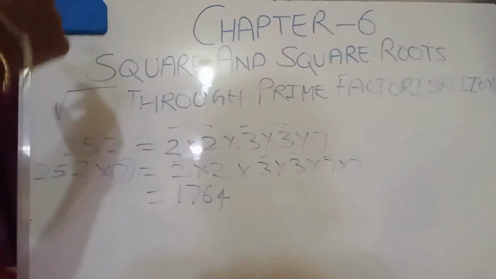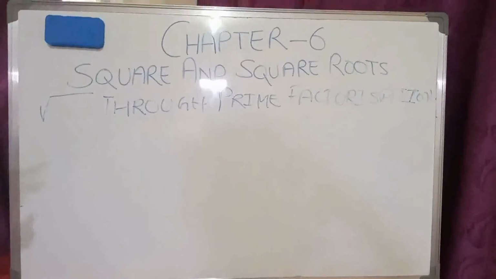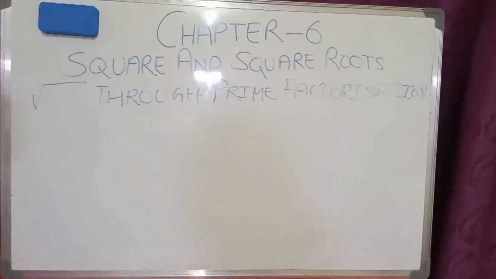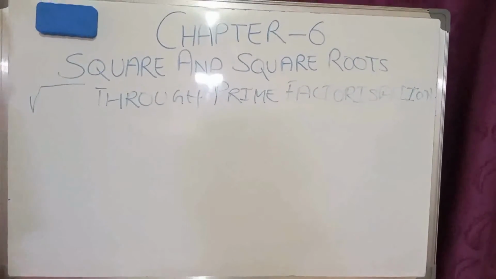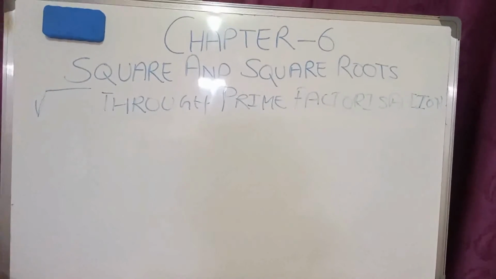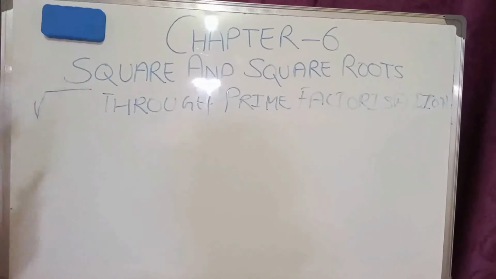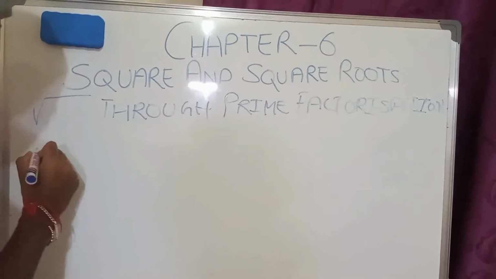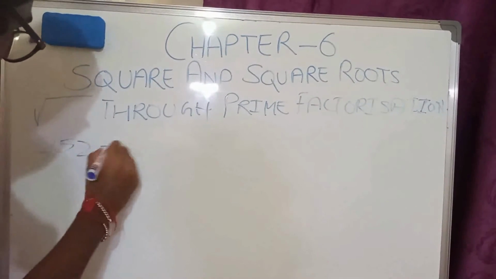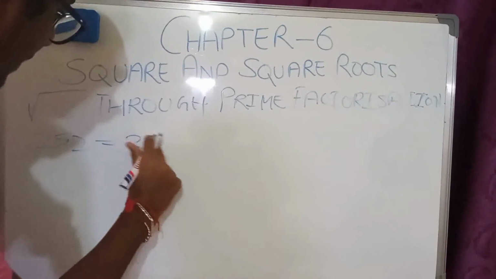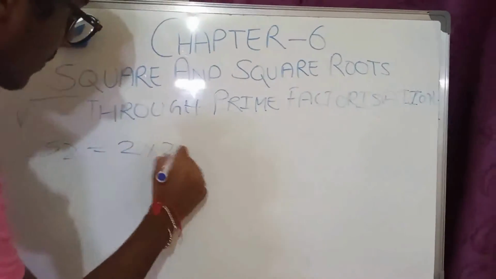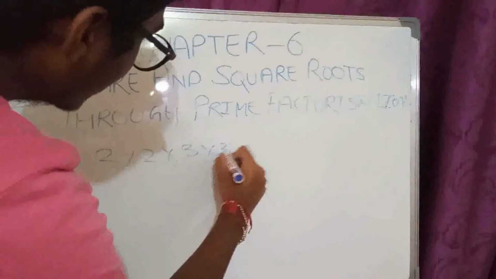Now we'll see the second one. As I told, it could be multiplication and division. What if division happens? If division happens, you can do this. It's going to be the same method. Just instead of getting a number, we're just going to take out the number which is odd. So for example, we will take 252 again. 252, as I told, will be 2 into 2 into 3 into 3 into 7.